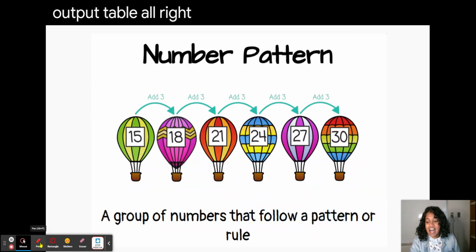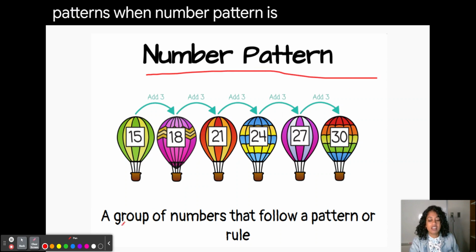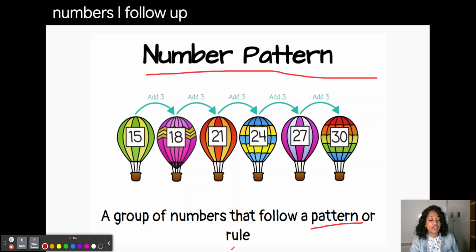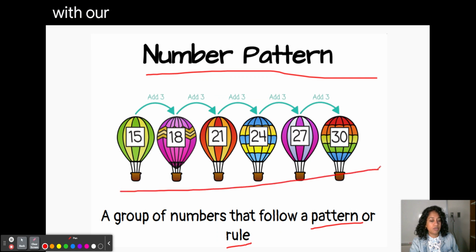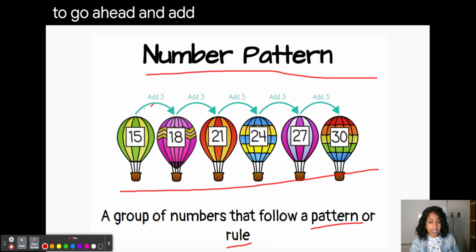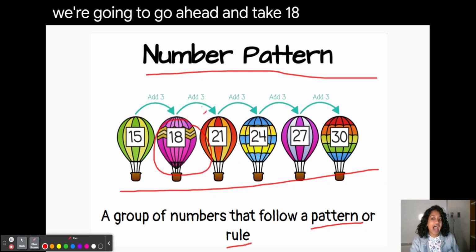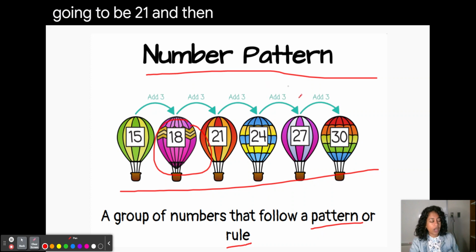All right, I forgot one. We have number pattern. A number pattern is just a group of numbers that follow a pattern or a rule. So for example, with our hot air balloons, our first one is 15. We're going to go ahead and add 3. That's going to give us 18. Then we're going to take 18, add 3. That's going to be 21. And then we keep going over and over again.